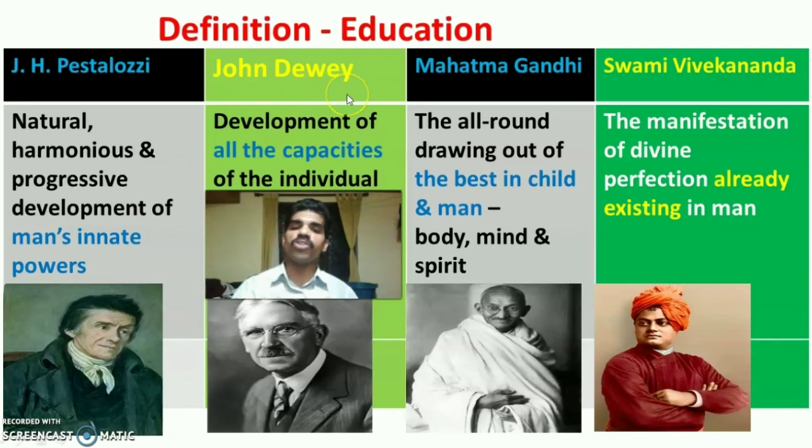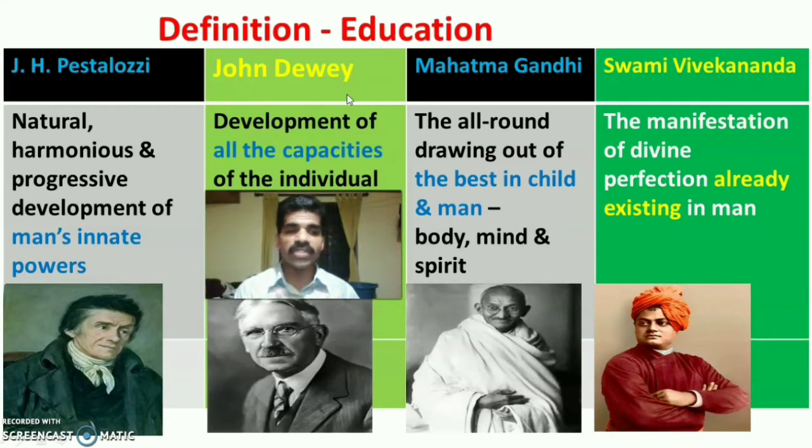Second, according to John Dewey, it is the development of all the capacities of the individual, those capacities that are present in the individuals. Then according to Mahatma Gandhi, it is an all-round drawing out of the best in the child. Here also something is drawn out from the child or the man, the best that is present in the body, mind and spirit.